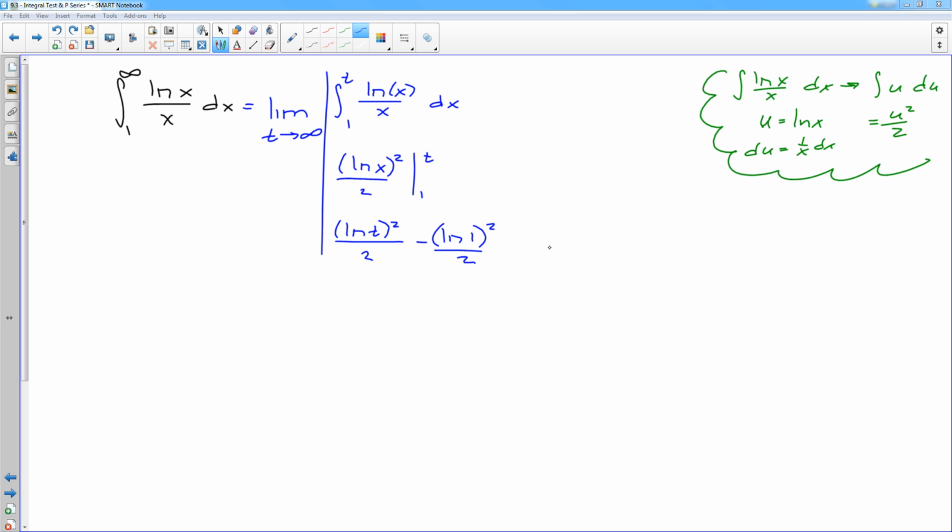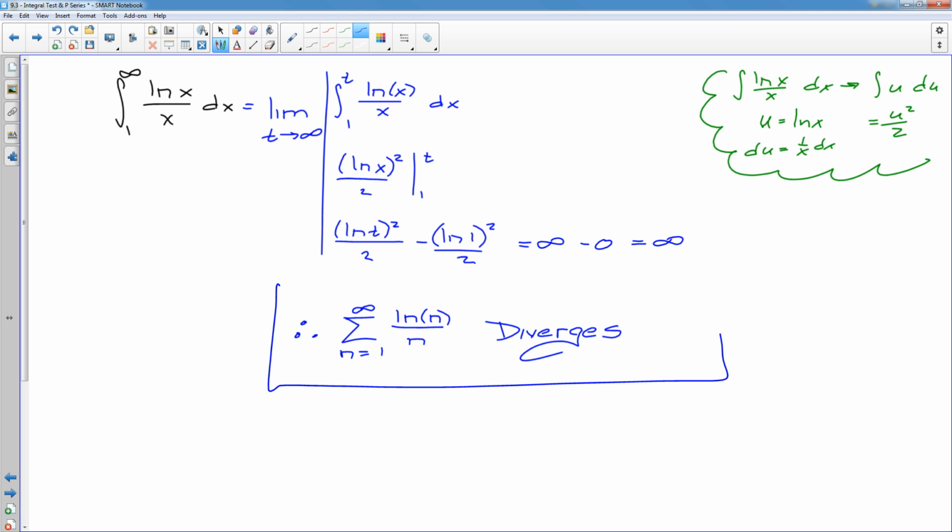And as t approaches infinity, this is the natural log of infinity squared over 2, which is infinity, minus natural log of 1, which is 0. This ultimately is infinity, which means this area diverges, which means that my original series, as n goes from 1 to infinity, ln n over n diverges. And there's our conclusion. So you simply find the improper integral, and if that converges, then so does your series. In this case, the improper integral diverged, so the series also diverged.